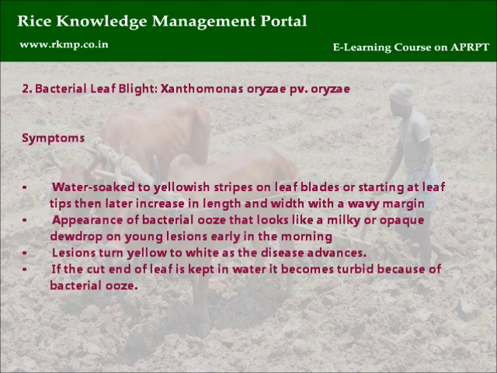2. Bacterial leaf blight. Xanthomonas oryzae pv. oryzae. Symptoms: water-soaked to yellowish stripes on leaf blades, starting at leaf tips, then later increasing in length and width with a wavy margin. Bacterial ooze appears like a milky or opaque dewdrop on young lesions early in the morning. Lesions turn yellow to white as the disease advances. If the cut end of a leaf is kept in water, it becomes turbid because of bacterial ooze.